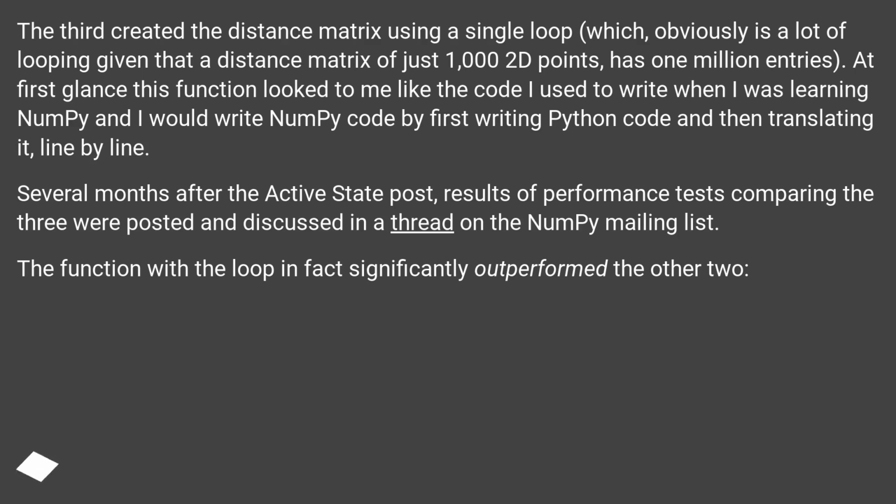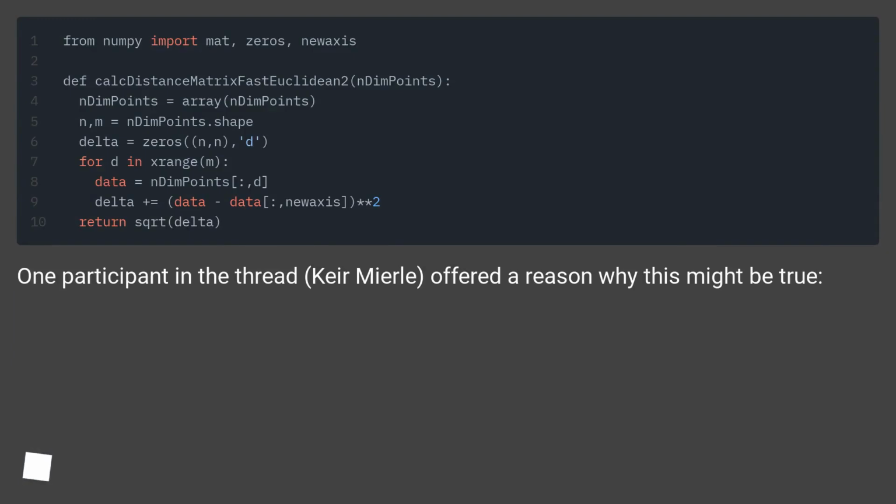Several months after the ActiveState post, results of performance tests comparing the 3 were posted, and discussed in a thread on the numpy mailing list. The function with the loop in fact significantly outperformed the other 2. One participant in the thread, Kia Meal, offered a reason why this might be true.